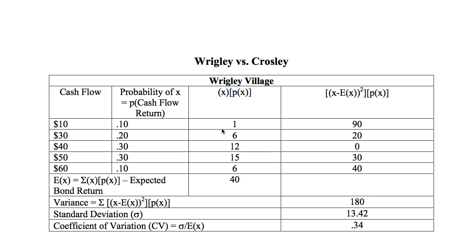You can see in Wrigley, in the first column, we have some possible cash flows: 10, 30, 40, 50, 60. So what this is saying is that we've come up with some scenarios: $10, $30, $40, $50, or $60. And with each one of these possibilities, I have assigned a probability: 10, 20, 30, 30, and 10. So really what I have here is a probability distribution.